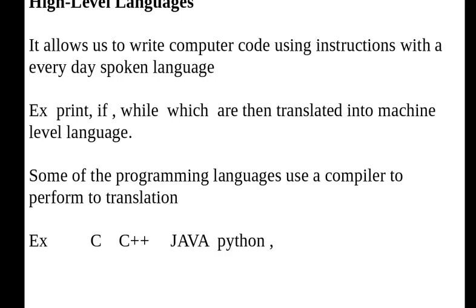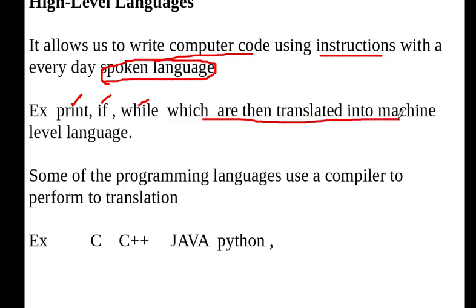Next one is high level language. It allows us to write computer code using instructions with everyday spoken English. So we are speaking in the English language, right? In that language we commonly use print, if, while, right, which are then translated into machine level language. So we can call it high level language. Generally, English like statements are there, so we call it high level languages. Some of the programming languages use a compiler to perform a translation. High-level languages we can call C, C++, Java, Python, and so on.